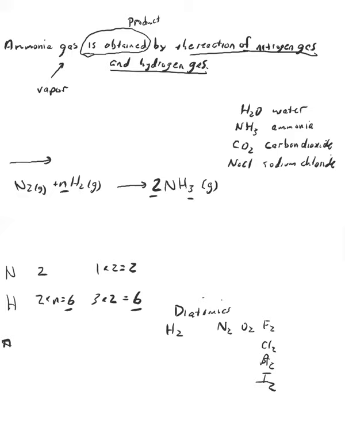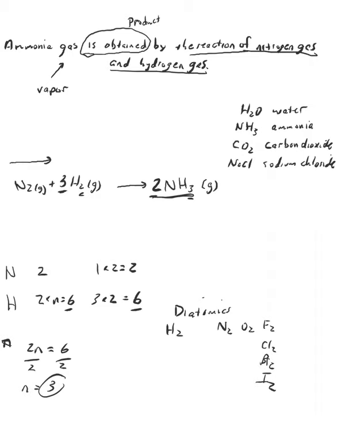Let's write it this way. 2n, right? Because there's your 2. So 2n has got to equal 6. So you divide both sides by 2, and you get n equals 3. So that means our coefficient here is a 3. And there we go. So we have a balanced equation.